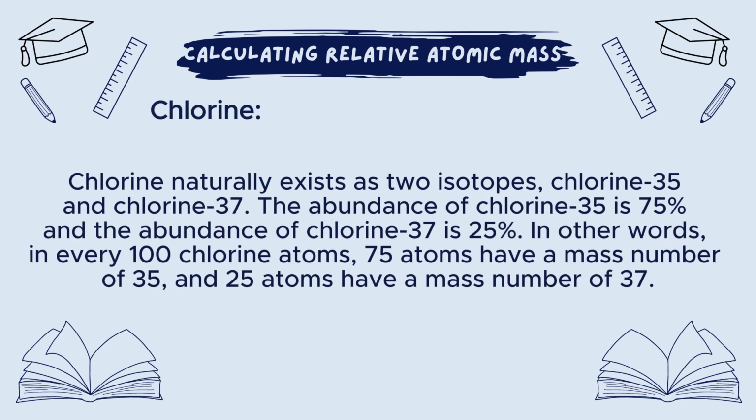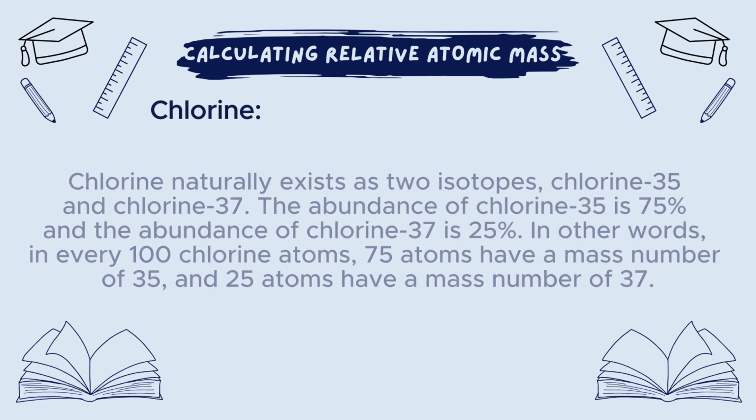Chlorine naturally exists as two isotopes, chlorine-35 and chlorine-37. The abundance of chlorine-35 is 75% and the abundance of chlorine-37 is 25%. In other words, in every 100 chlorine atoms, 75 atoms will have a mass number of 35 and 25 atoms have a mass number of 37.